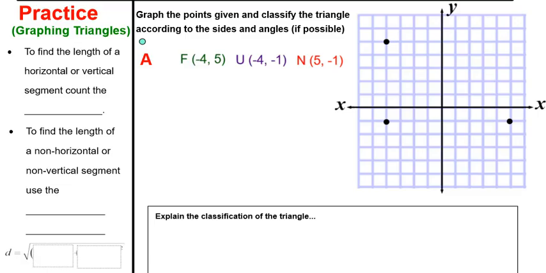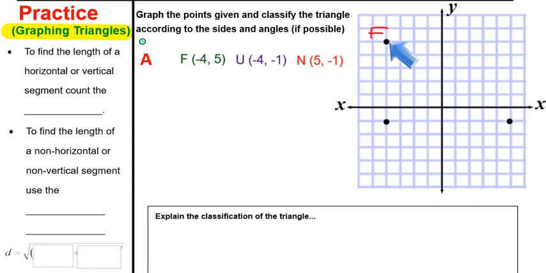All right, we're going to be using these practice problems. We will be graphing triangles and then figuring out what kinds they are. The directions that we have right here are to graph the points given and classify the triangle according to the sides and angles if possible. So I have already taken these points right here. I took the first point, -4, 5, and I put it on my graph. I went back 4 and up 5, so I'm going to label that point right there F.